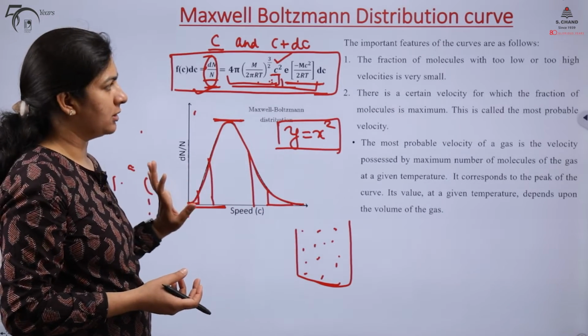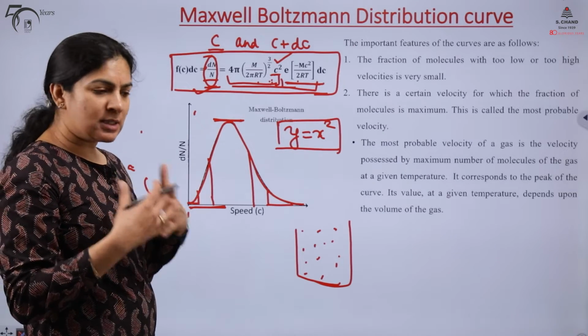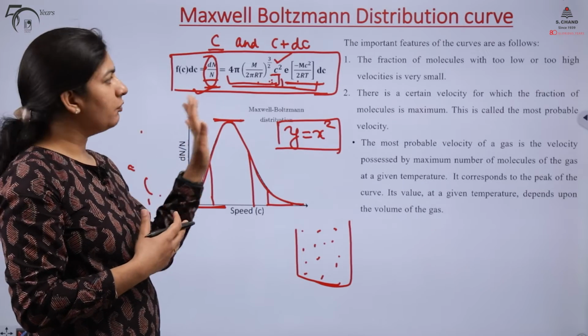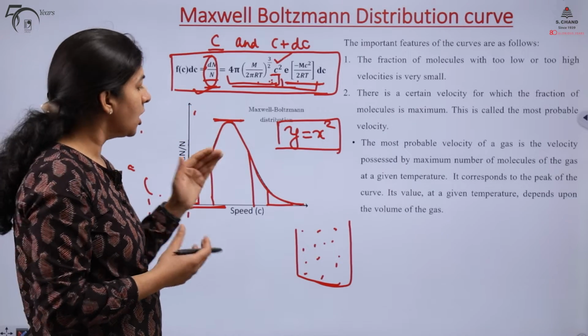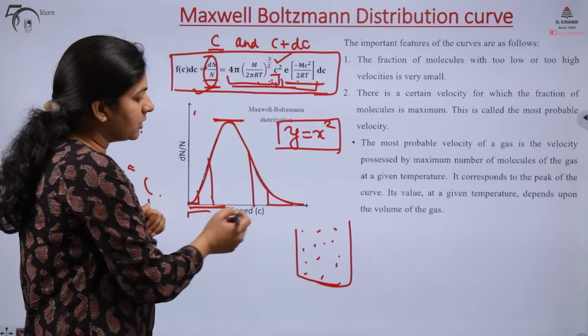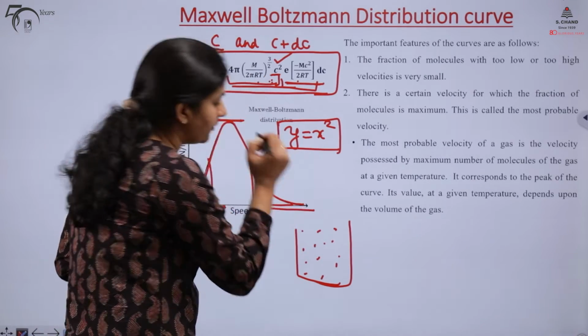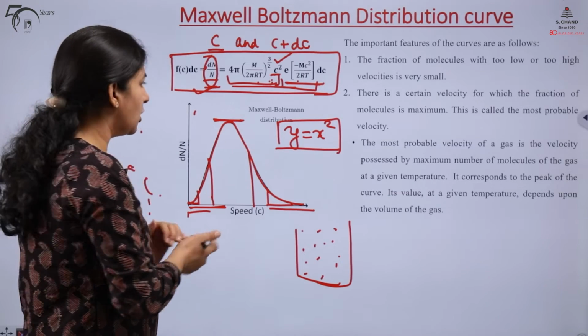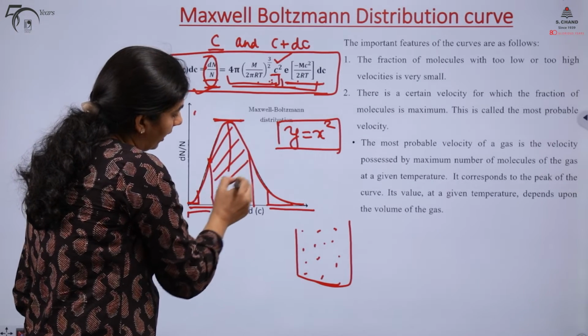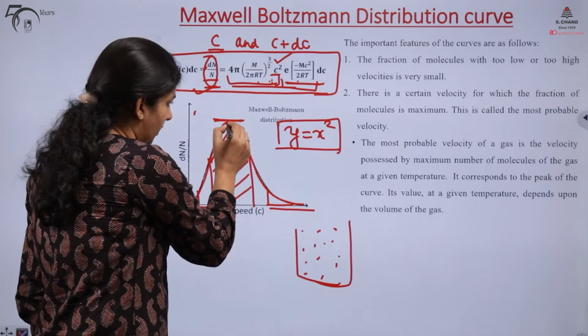Now let us discuss the physical significance of having higher velocities and lower velocities, right? In a sample where we have many molecules, here we have defined n as the number of molecules. There are very few molecules which are moving with very low velocity, very few molecules which have very high velocity, and most of the molecules are moving with this velocity, right?